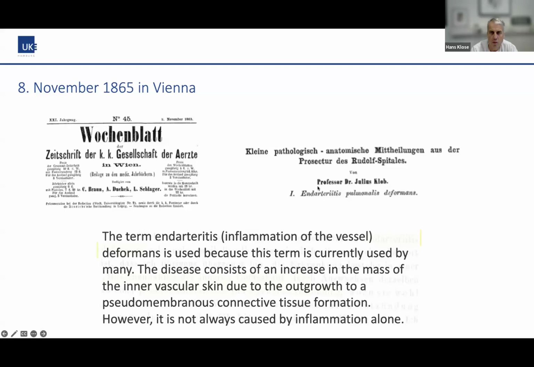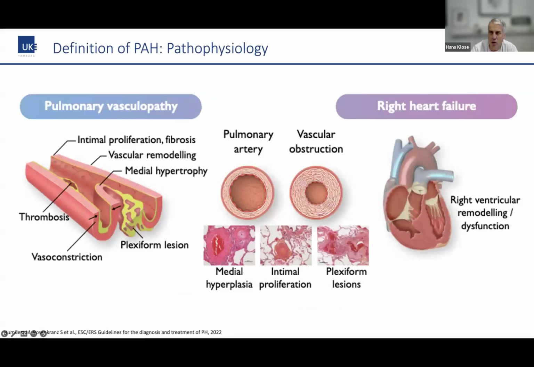Why not? Wait a minute. So now I show you the next picture, again just to let you know that this is a disease that is not vasoconstrictive, it is not a small vessel disease. It's vasoproliferation, as you can see. Probably you can see my laser pointer now. It is an obstruction due to a proliferation of all layers of the vessels, and this leads to an increase of the pulmonary vascular resistance and then a right heart failure at the end. So keep in mind, this is the main issue, the main problem of this disease.